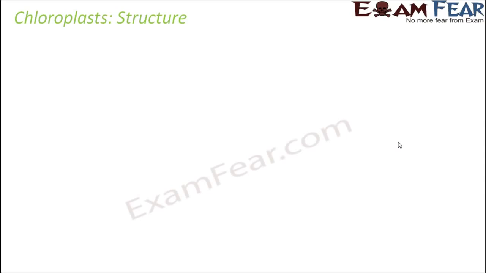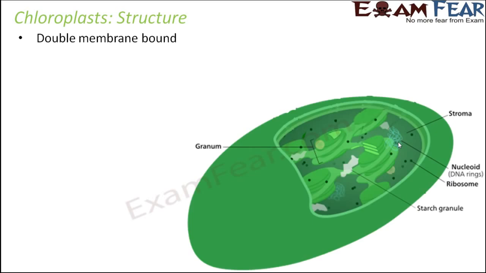Maybe many of you already know the structure of chloroplast, but still just to help you recall, I'll discuss the structure once again. As I said, chloroplast is a double membrane bound structure. So there are two membranes. One is the outer membrane and the next one is the inner membrane. So this is how a chloroplast looks like. This is the outer membrane and this is the inner membrane. That is why it is called a double membrane bound structure.